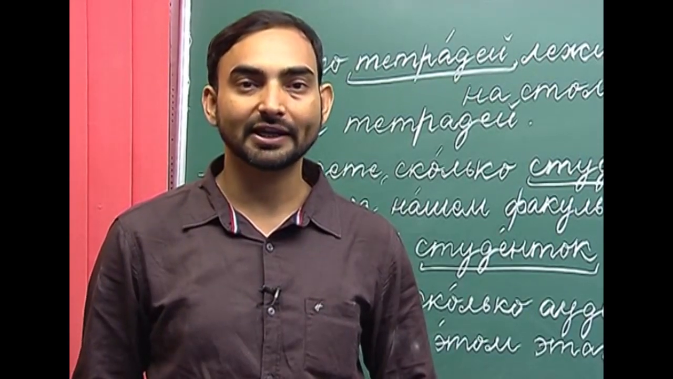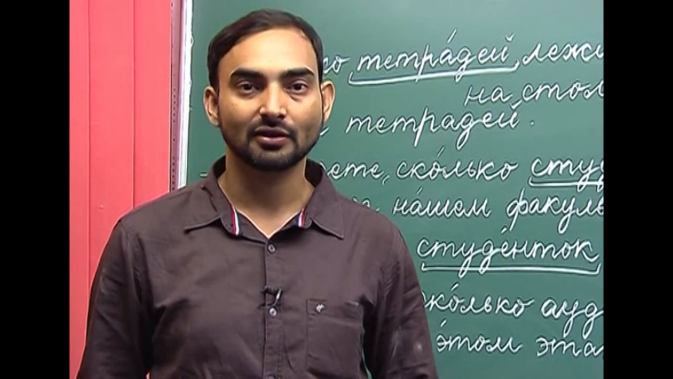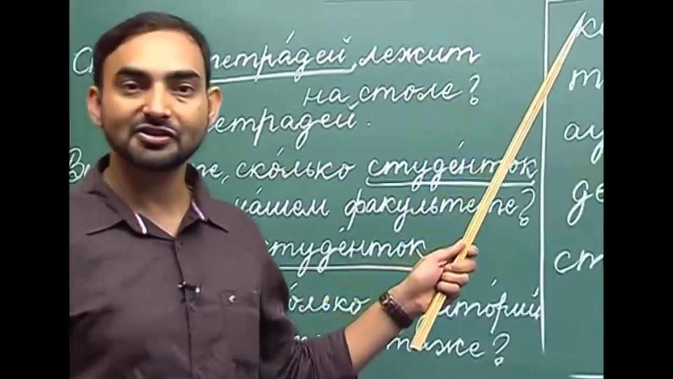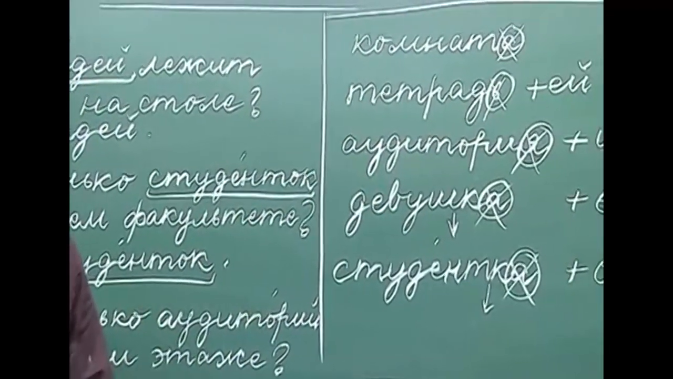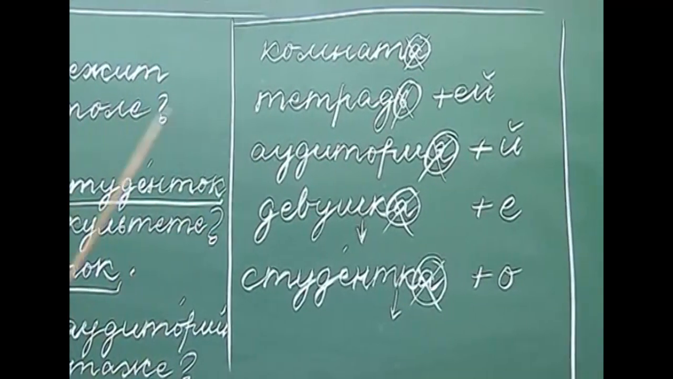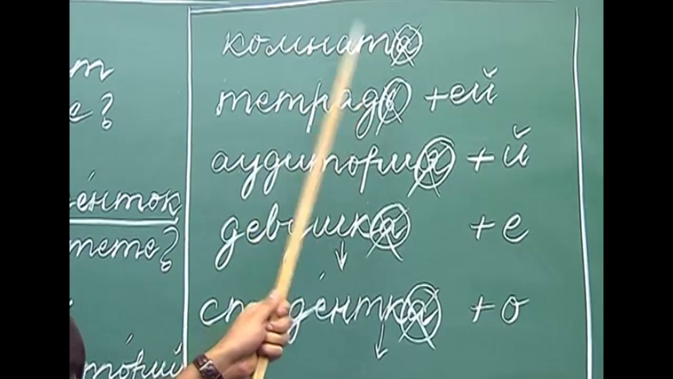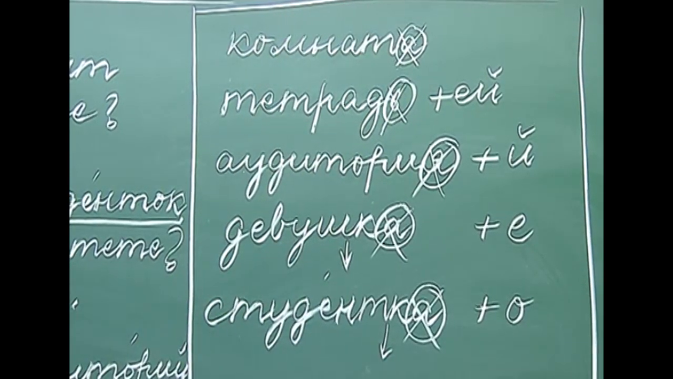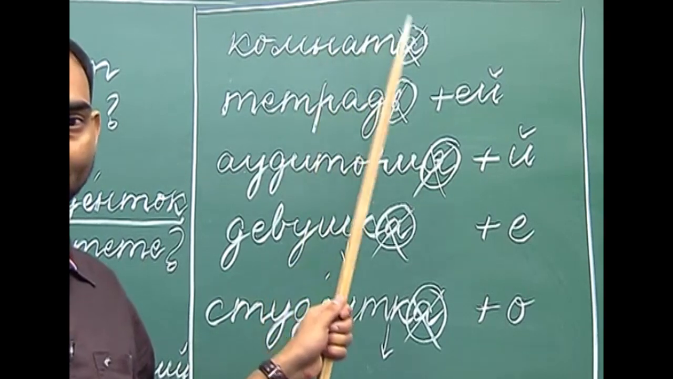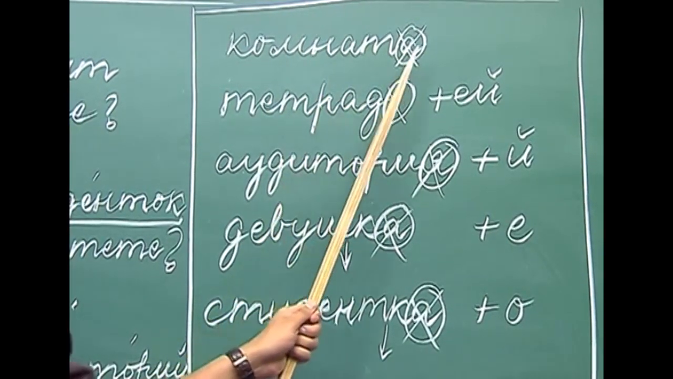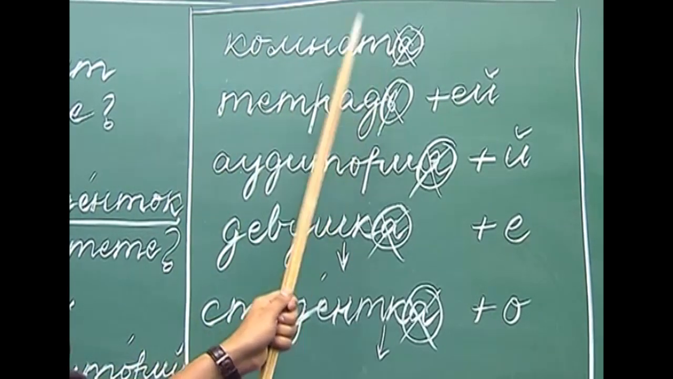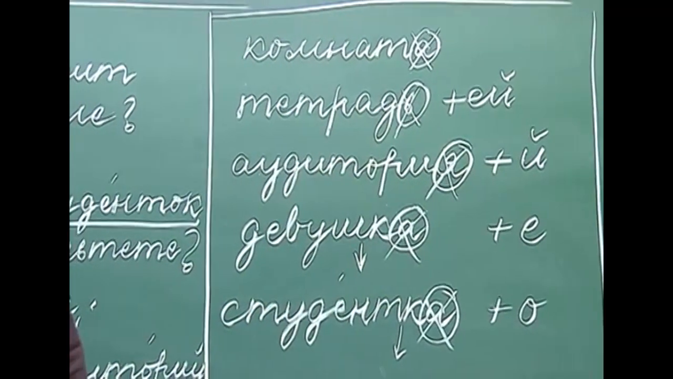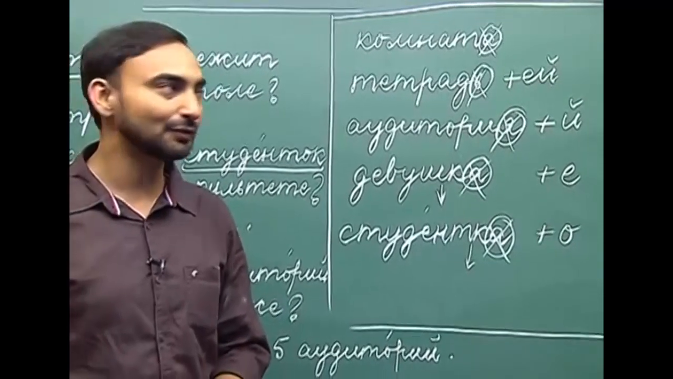Now, let us discuss the declension of plural feminine nouns in the genitive case. So, how do plural feminine nouns decline in the genitive case? Let us first discuss the changes that we make. The first noun I have written here is komnata. Komnata has a ending. Whenever there is a noun which has a ending, how do we make its plural in the genitive case? We just drop the ending. So, when you drop the ending, you get komnat. So, komnat is the genitive plural form of the noun komnata.